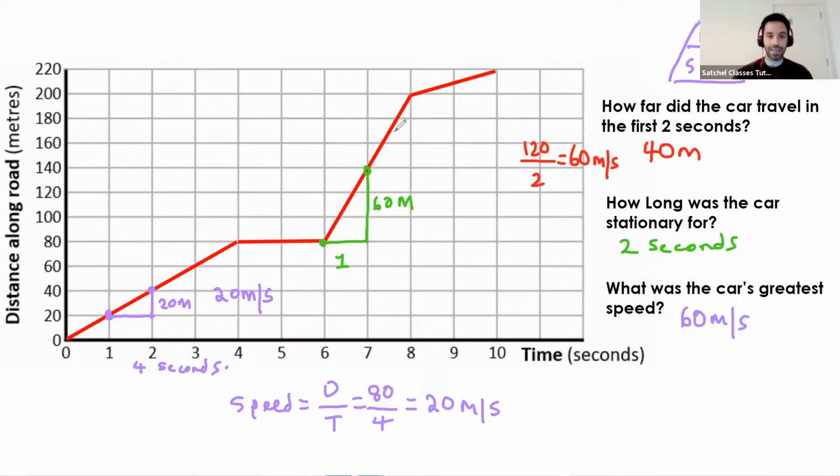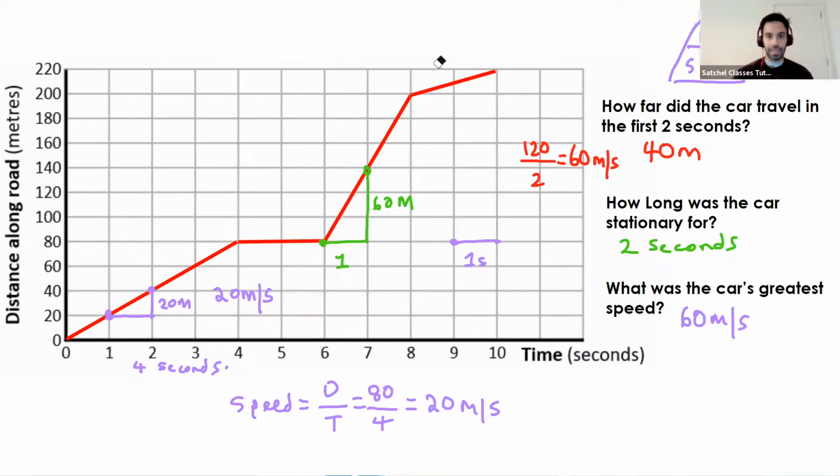However, we should know that this line here is where the greatest speed of the car is, because this is the line that is the steepest. And if we had another line, say something like this, well, that is very steep. It means in 1 second, you're covering 20, 40, 60, 80, 100, 120, 140. So the steeper the line, the greater the speed. All right. So let's move on.